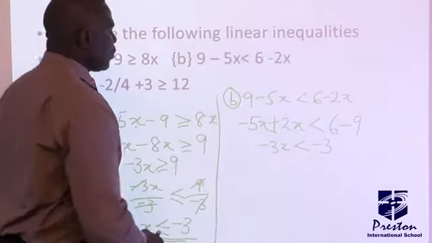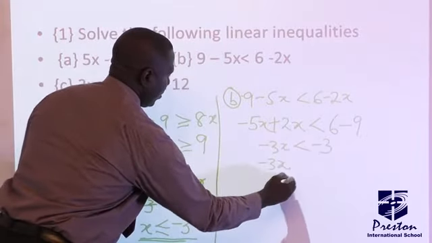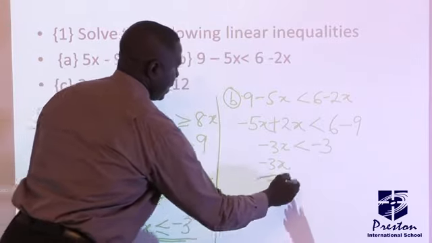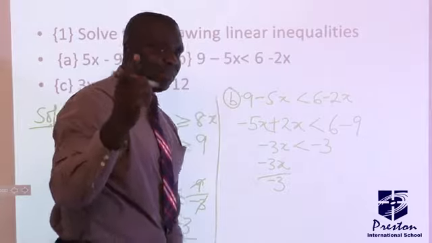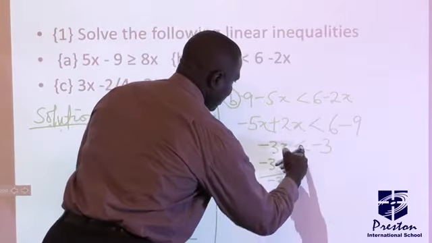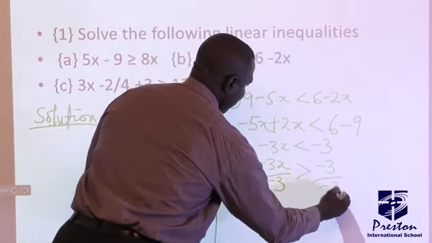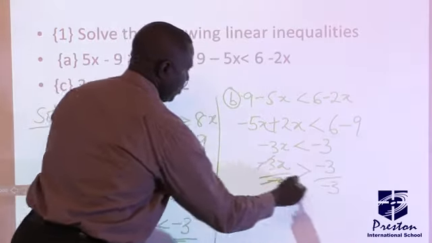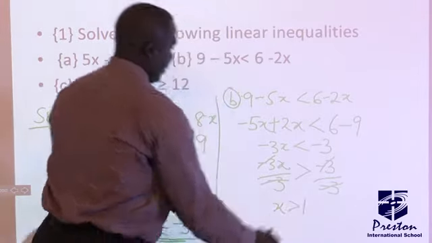The same way, you have to divide both sides with negative 3. Then the inequality sign must be reversed because you are dividing with a negative number. So the less than will change to greater than. Minus 3 divided by minus 3. So minus 3 cancels minus 3, minus 3 cancels minus 3. So my x is greater than 1.